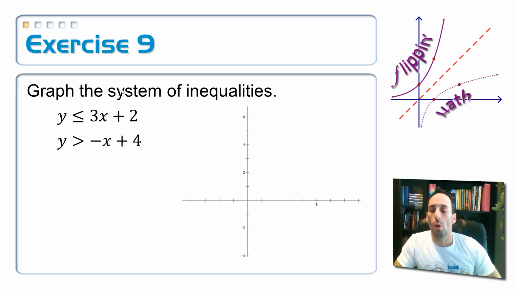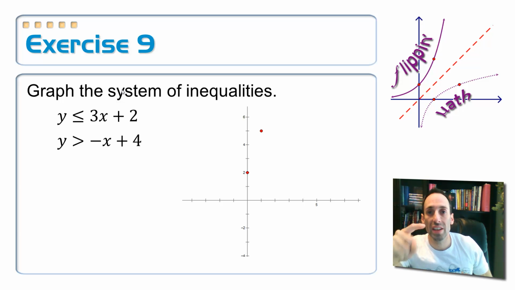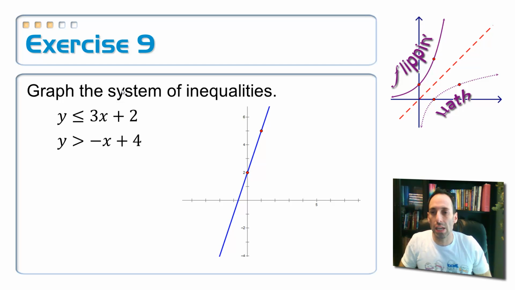Okay, so on the first one, I've got y is less than or equal to 3x plus 2. I'm going to start at a y-intercept of 2, and then I'm going to use the slope of 3 to get a couple more points, like so. So a y-intercept of 2, slope is up 3 and over 1, and then I draw my line. Is it a solid line or is it a dashed line? Well, it's a solid one because it's equal to.